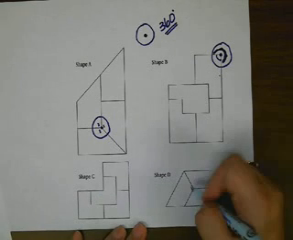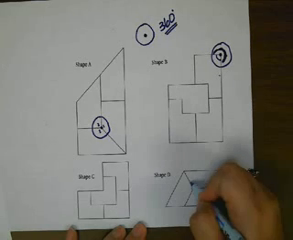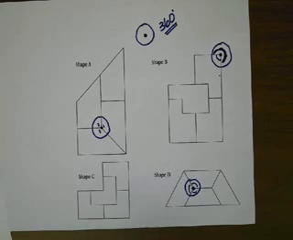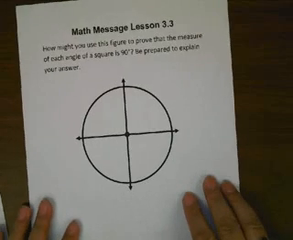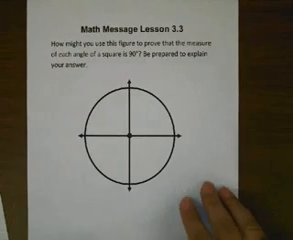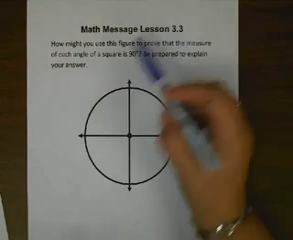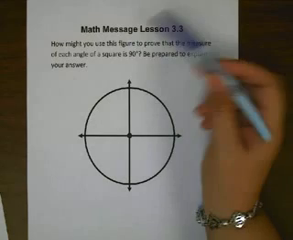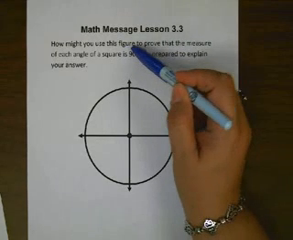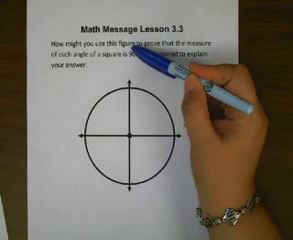One more time, let's just pick a third point. Select my point, draw a circle around that point, and again I have 3 angles whose sum must be 360 degrees. Now let's go back to the math message. The question really is, how do we think the children are going to explain how to prove that the measure of each angle of a square is 90 degrees?